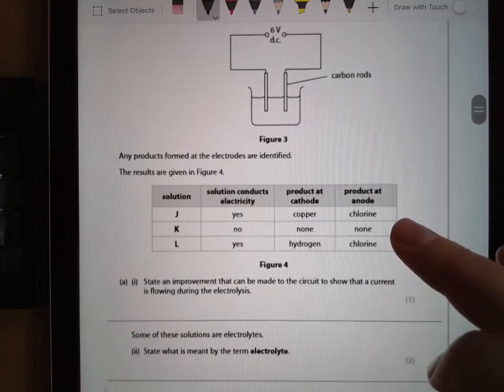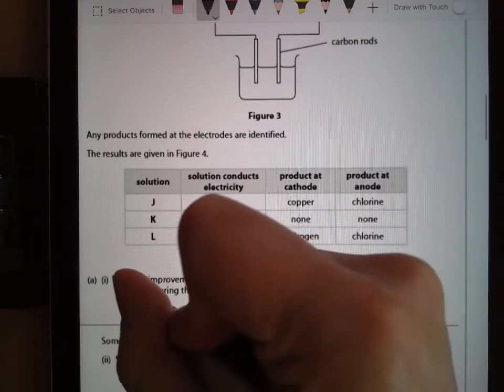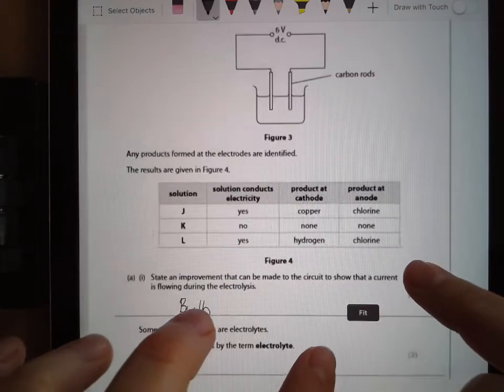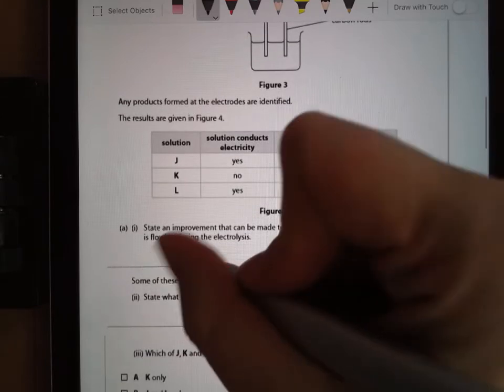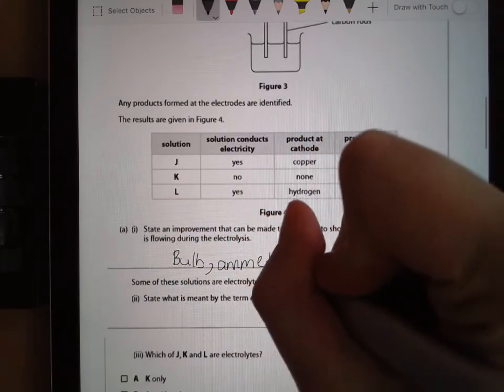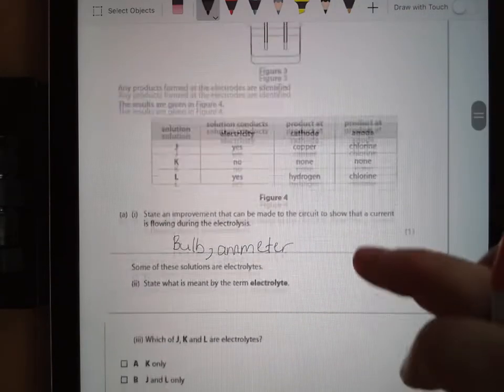The next question, okay, the first part is kind of physics related. They ask how you can ensure that current is definitely flowing. If I wanted to make sure the current was definitely flowing through a circuit, I could just put in a light bulb. Once the bulb shines, I know that electricity is definitely flowing. The other thing you could put in, and again, this is more physics related, would be an ammeter to just show you that the current was actually flowing around your circuit.